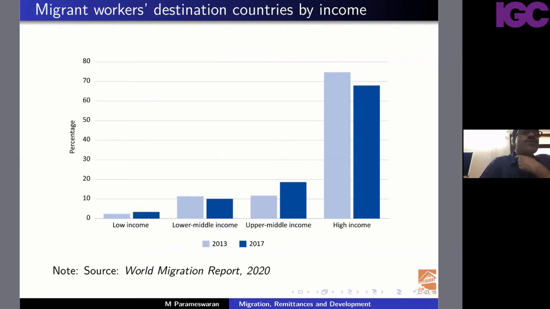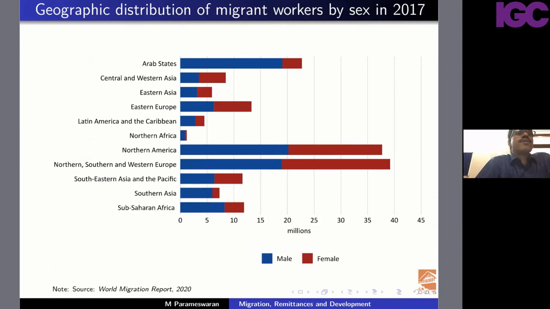And you can also see the migrant workers by destination. Low income countries account for a small percentage, and in 2017, nearly 70% of the migrant workers moved to high income countries. Now you can also see the geographic distribution of migrant workers by sex, and here you can see that Northern, Southern and Western Europe and North America account for a larger share of the migration in 2017.